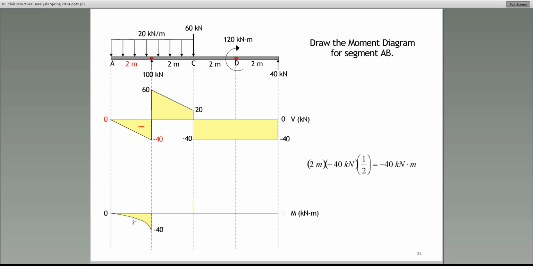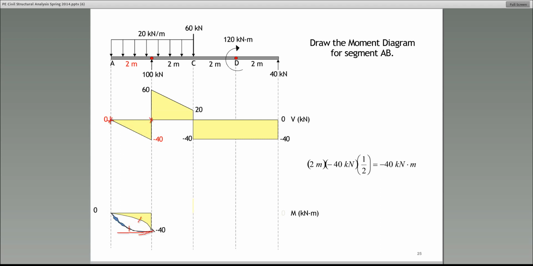And then where do we get the minus 40? How do we know the moment is 40? Well, remember, when we integrate a function, we are finding the area under that function. Now, in this case, the change in moment. And please make sure you remember the word change. The change in moment is equal to the area under the shear diagram between 2 points. That's how I got the minus 40. Minus 40 kilonewton meter right there. Let's move on, guys.